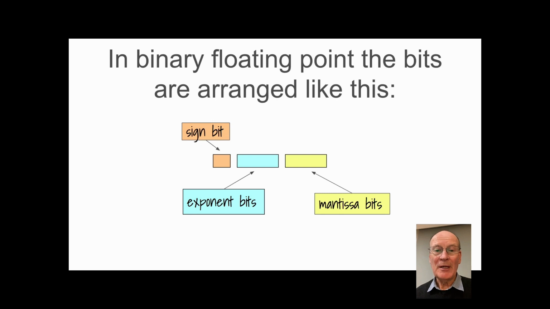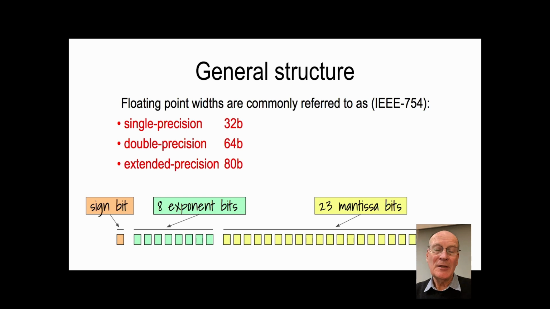If we look at real computers and real floating point formats, then the one that's most commonly used is a standard called IEEE 754, and it has 3 substandards to it. It's got a single precision format for 32-bit or 4-byte floating point numbers. It's got a double precision, which is 64 bits or 8 bytes, and it's got an extended precision, which is 80 bits or 10 bytes.